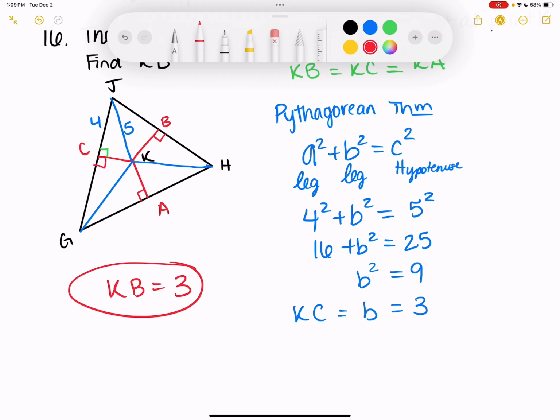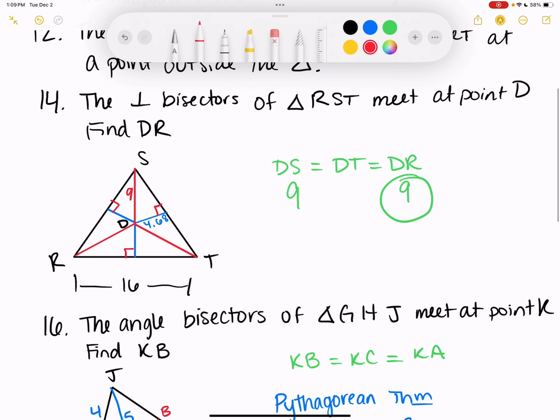So, like on this previous one, they gave me that this whole length is 16, right? So R to T is 16. Well, I also then know that if this is a bisector, which it said the perpendicular bisectors meet at point D, that means that this has to be 8 and this has to be 8 because if I split it in half. So you may need things like that where you have to use other information that they've given you. I just didn't need it for this particular one.